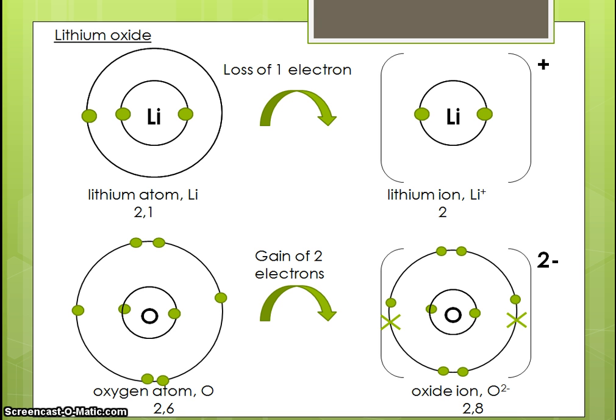Hence, in the ionic compound lithium oxide, there will be 2 lithium ions and 1 oxide ion. The chemical formula is Li2O.